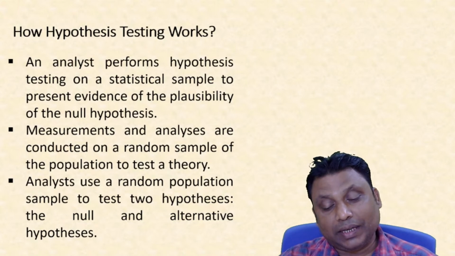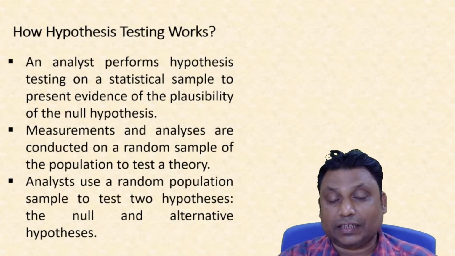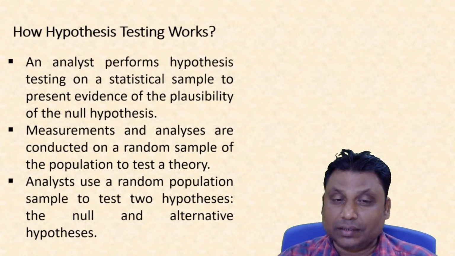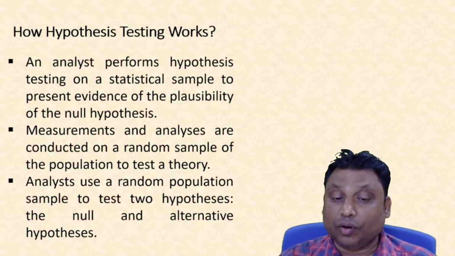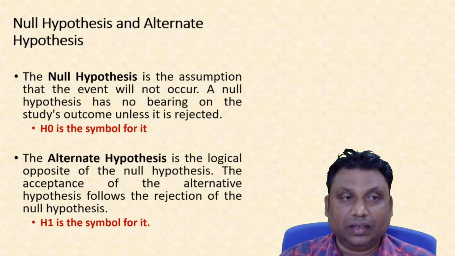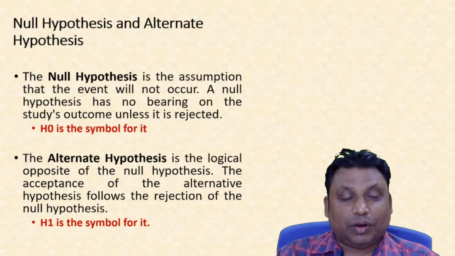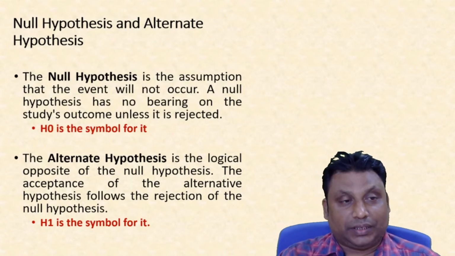If less than 70, this is called a left tail test. Later on we will discuss it. If greater than 70, this is called a right tail test. That means there are two types of test in hypothesis testing for the alternative hypothesis: one is the left tail test and one is the right tail test. Now let us discuss what the null hypothesis and the alternative hypothesis are.